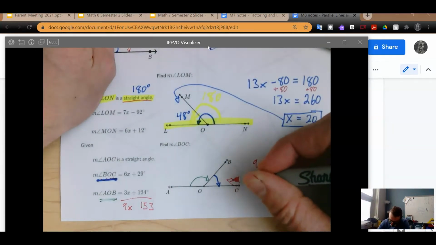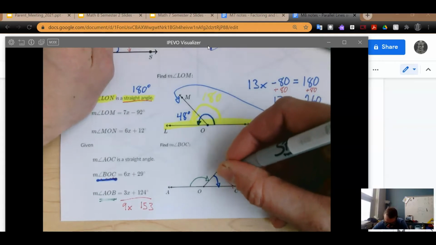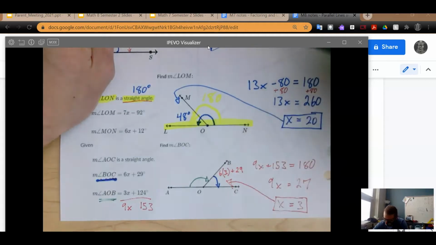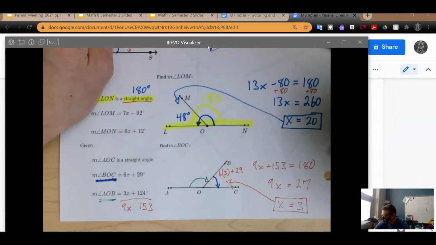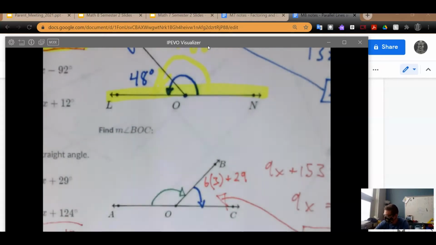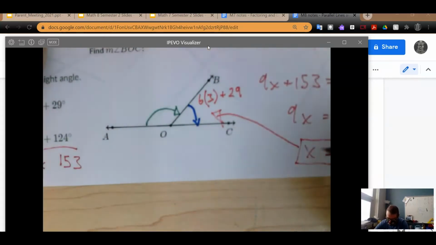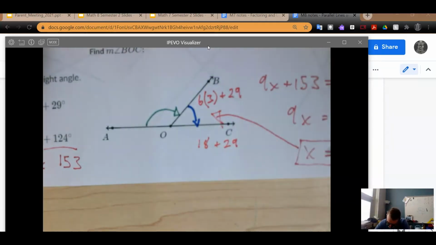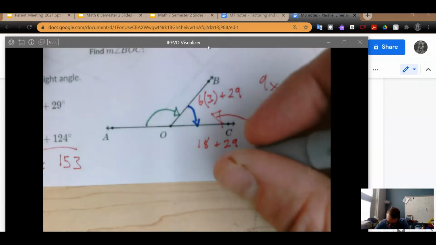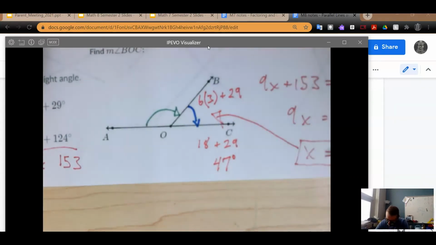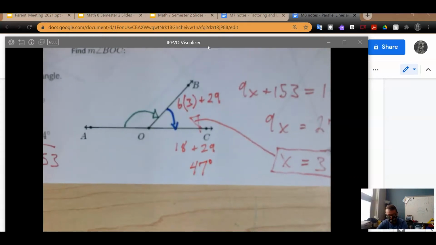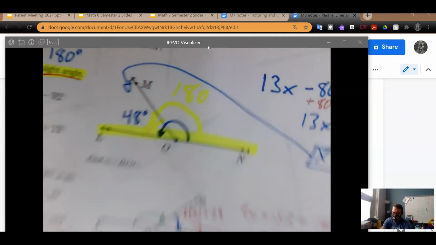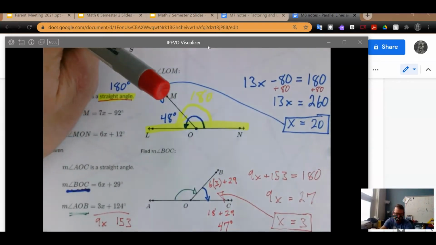BOC, we need to plug that in. All right, so now BOC becomes 6 times 3 plus 29. I should zoom in a little bit. What is 6 times 3? 18. 30, 40, 47 degrees. Any questions on that?